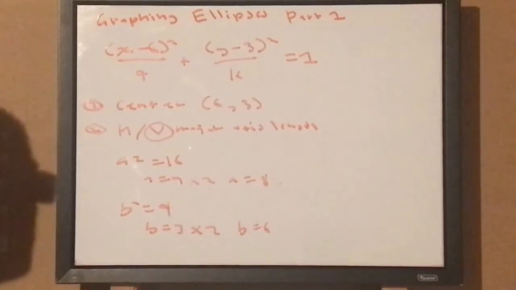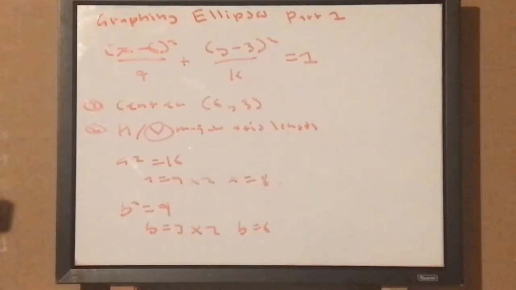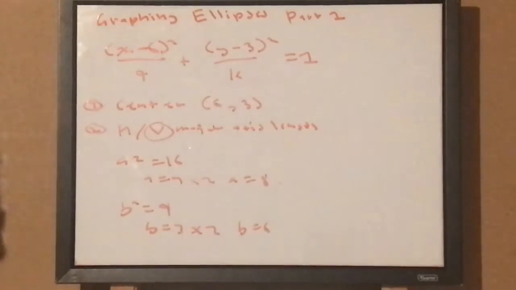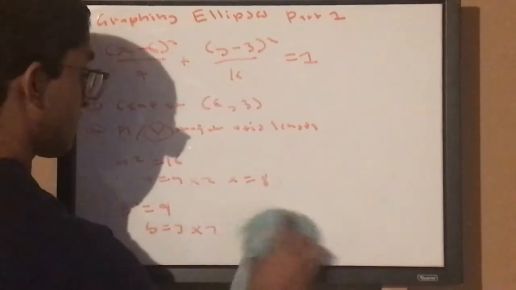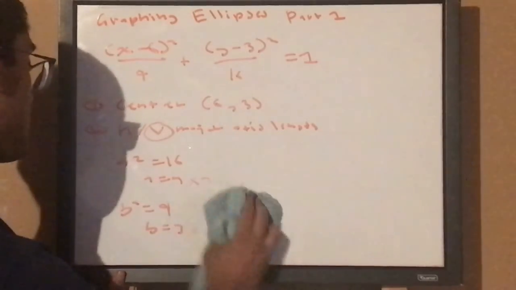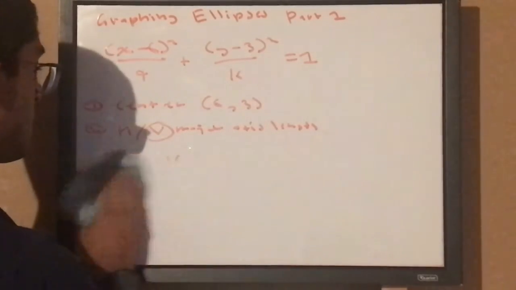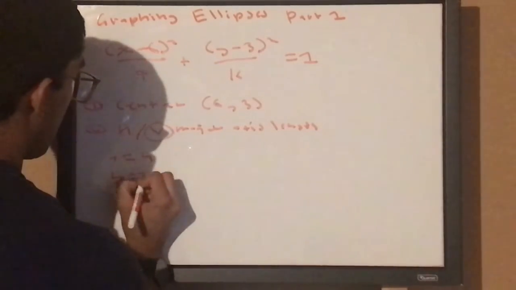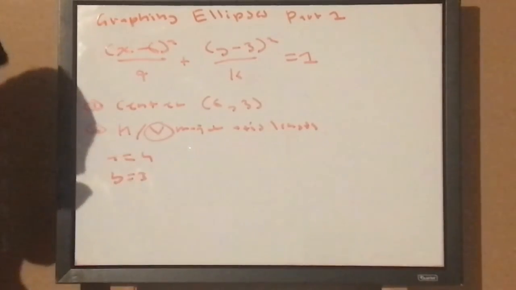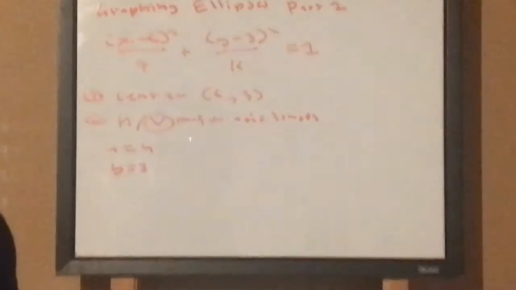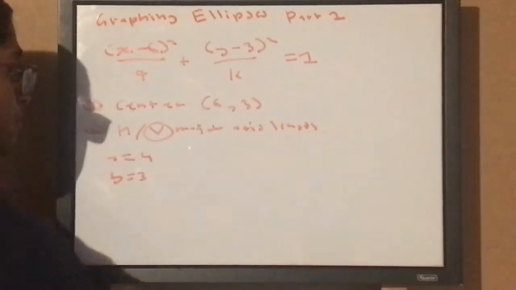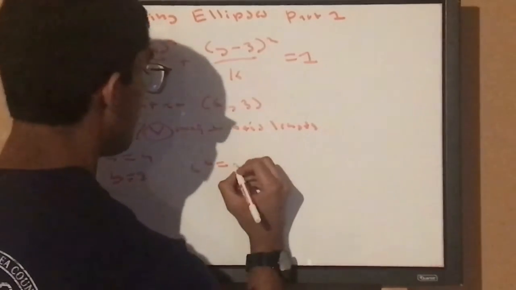So now that we know A, our major axis length, and B, our minor axis length, 8 and 6 respectively, we can graph our ellipse, but we also have to find our foci. So let's go over foci real quick. A was 4, B was 3. Let me just make sure of that real quick. Yep, that's right. Okay, so let's bring back our old handy dandy formula.